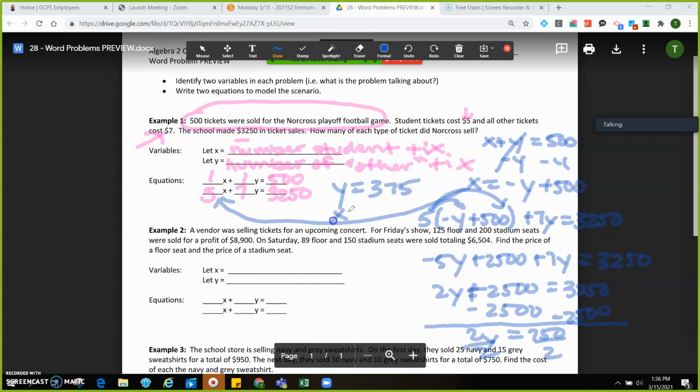Now, in order to figure out what x is, I'm going to go back into this equation and plug in 375 and solve for x. So that's going to give me x plus 375 equals 500. So 500 minus 375 is going to give me an x of 125.